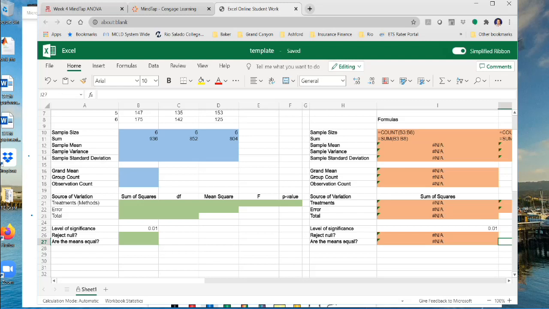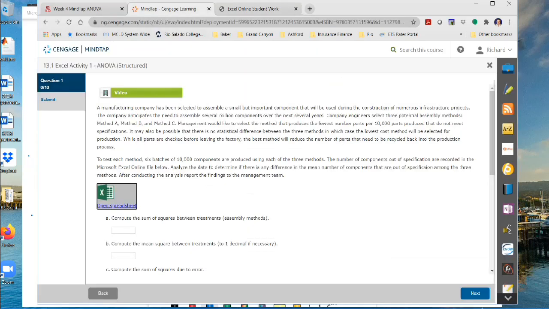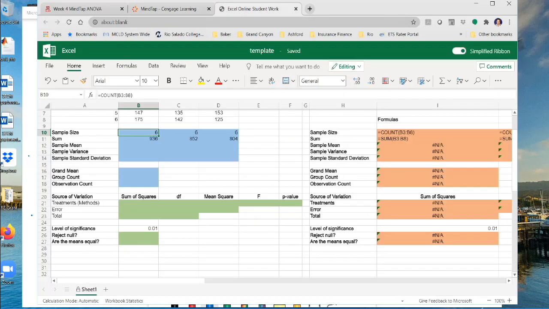So what I'm going to do for the next couple of minutes, we're probably not going to fill out all of this, is just get you started on this template. This is, again, 13.1 Excel Activity 1.